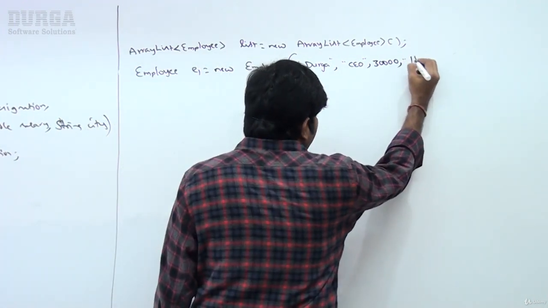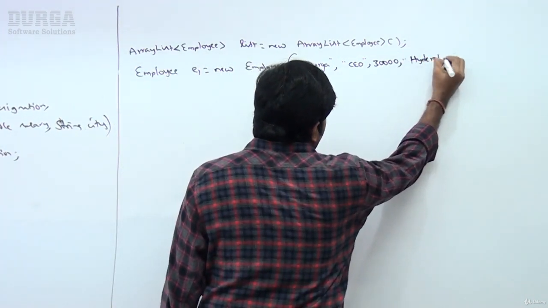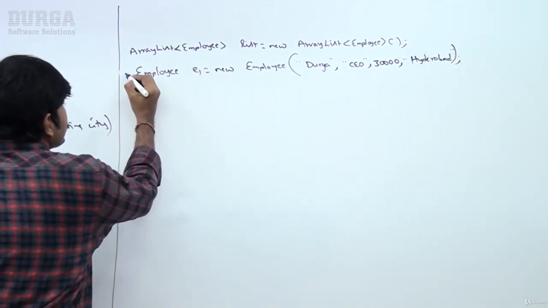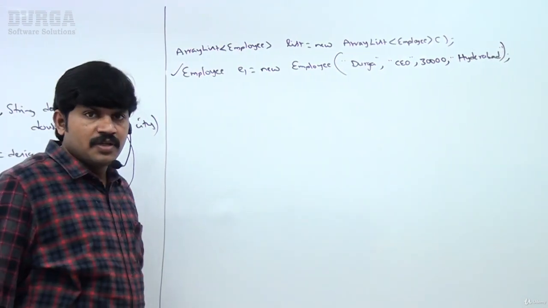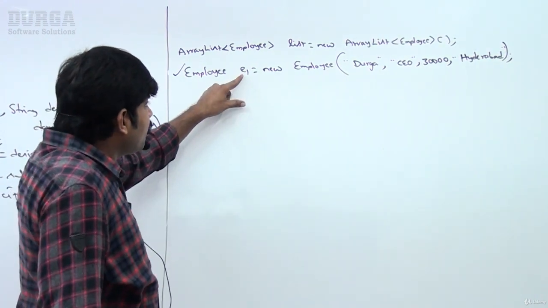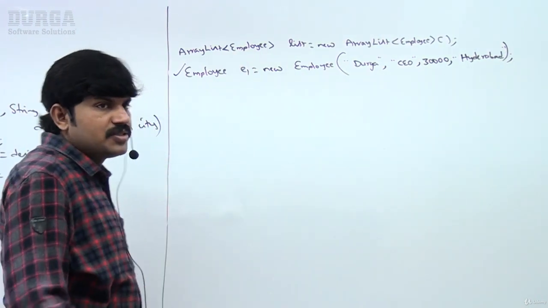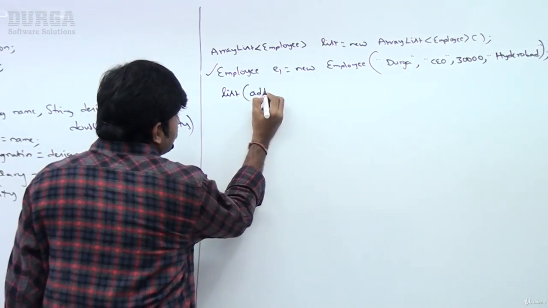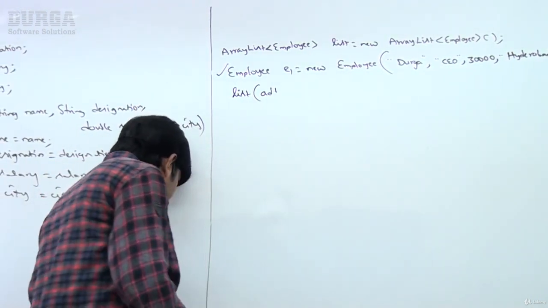Locations are Hyderabad. Are you getting location? I'm taking Hyderabad. Sir, employee object is ready. Now let me add this employee object to the list. How can you add, sir? List dot add.